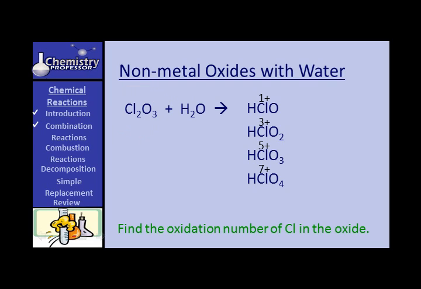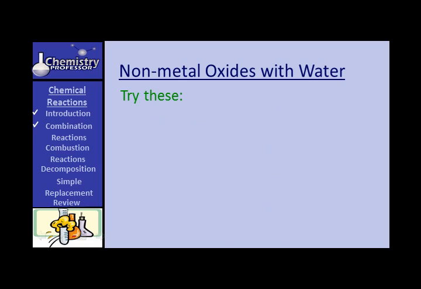And when you do this, you will find that the oxidation state of chlorine is +3. Well, if it's +3, what does that coincide with? That tells us that this right here is going to produce this acid right here, because the chlorines have the same oxidation state in both. So our equation becomes Cl2O3 plus H2O produces HClO2.